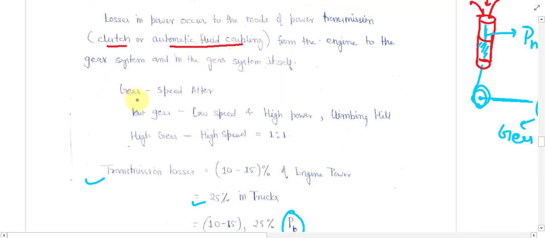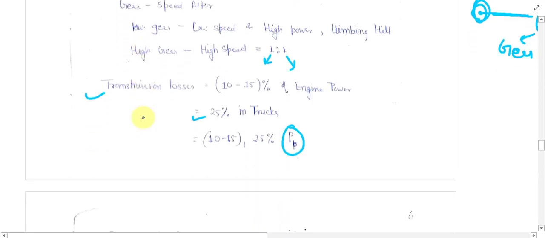About the gearbox, there are two types of gear. The first one is low gear, in which the speed will be low but it produces higher power. At higher gear, when the gear ratio is 1:1, this is the ratio of gear teeth. At higher gear, speed is high and the power, as compared to lower gear, will be less.